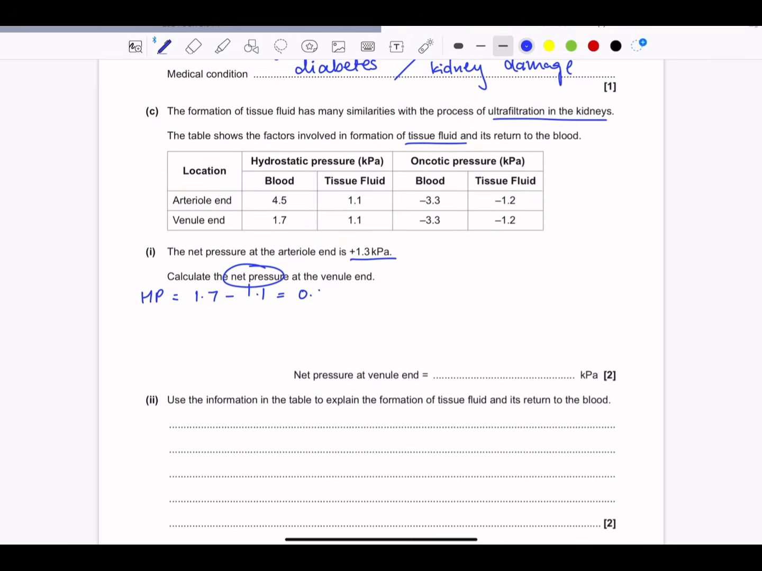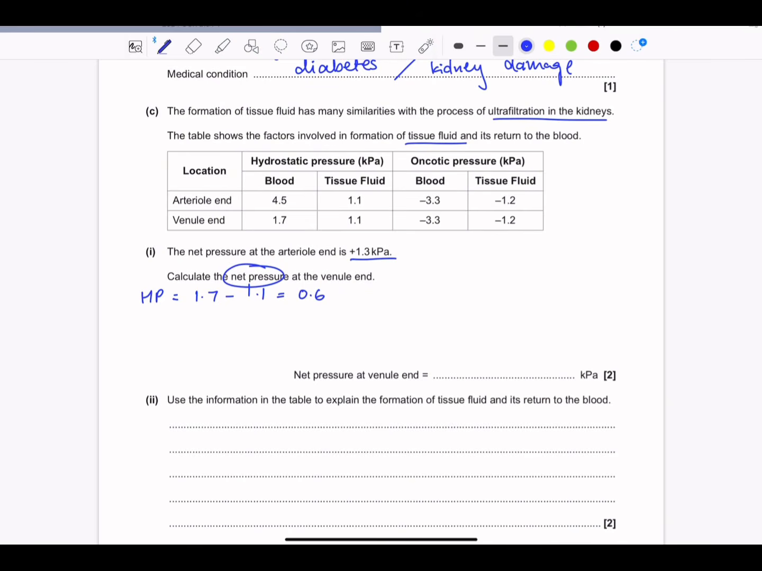That is equal to 0.6. Now, the reason why we're subtracting them is because blood pressure is forcing fluid outwards, but the tissue fluid pressure on the other end is pushing it back into the blood. So it's almost like playing tug of war, but more like pushing rather than pulling. So we want to find the difference to find out the overall force of the hydrostatic pressure.